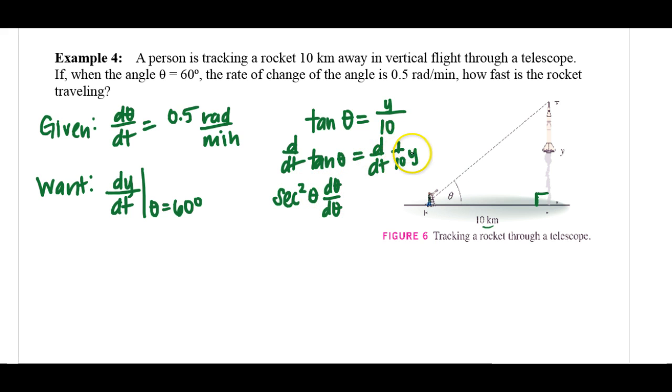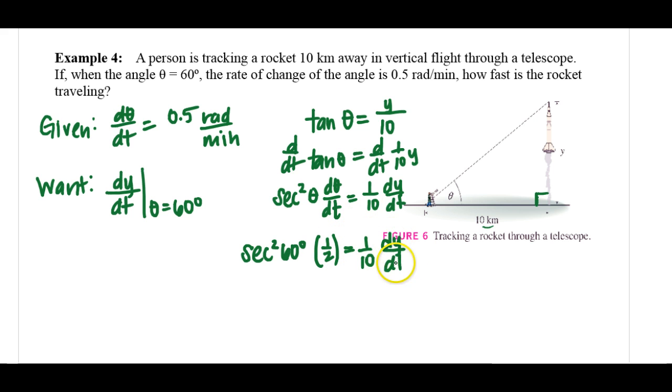And the derivative of 1/10 y is just 1/10 times dy/dt. So I'm interested in finding dy/dt. So I need to substitute something in for theta and d theta/dt. So secant squared theta, where theta is 60 degrees. D theta, whoops, that's supposed to say d theta/dt, and it says d theta, sorry about that. D theta/dt is 0.5 radians per minute. So what I'm going to do is rewrite that as 1/2. And then that has to equal 1/10 dy/dt.